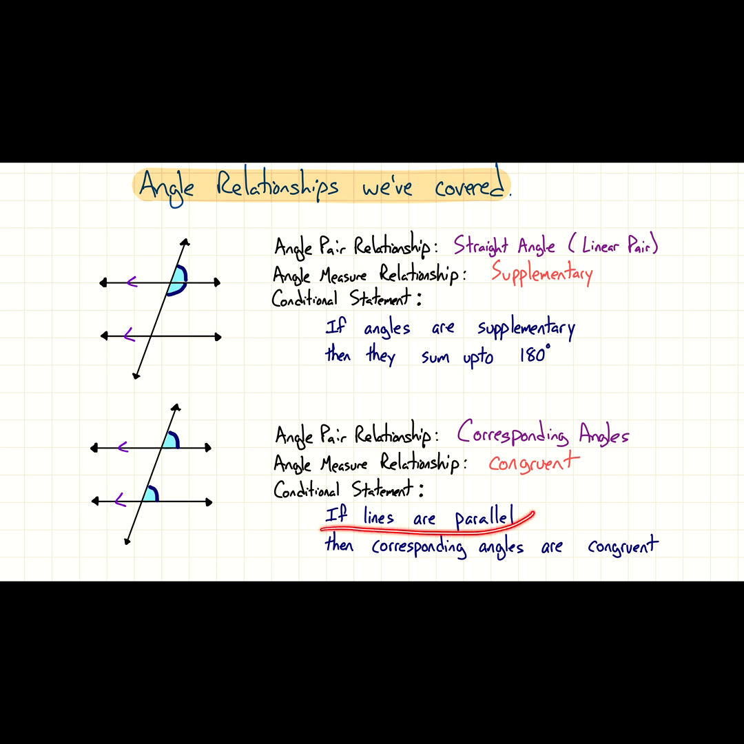So if the lines are parallel, and this is key, if the lines are not parallel, that may change the end of this statement. So you need to be careful. This is a true statement only because we have parallel lines. So if the lines are parallel, then corresponding angles are congruent. Linear pairs or straight angles are supplementary.